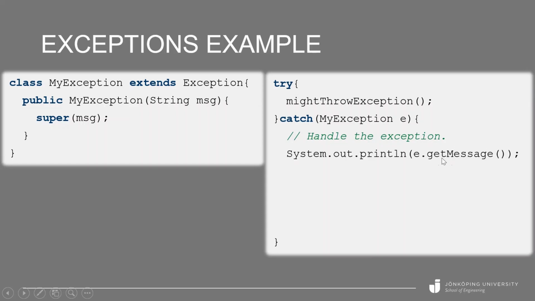And here we can, for example, use the getMessage method on the exception in order to get the message that we received here when we created the new instance of the MyException class. If this method might throw exceptions of multiple different classes, then we can continue listing more catch statements here. So here we specify that if an exception is thrown, which is an instance of this class, then the code we have here should run.